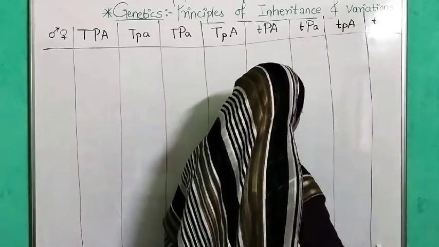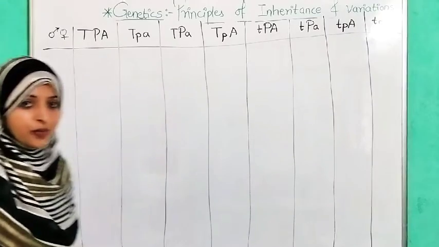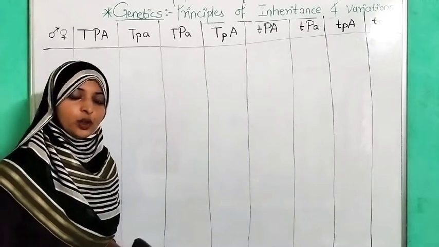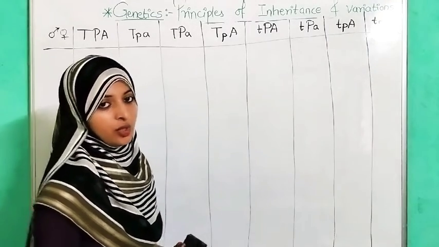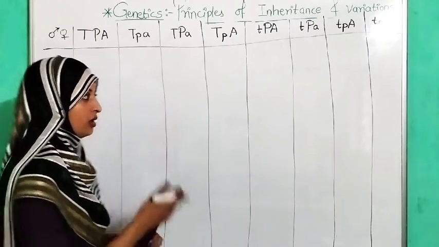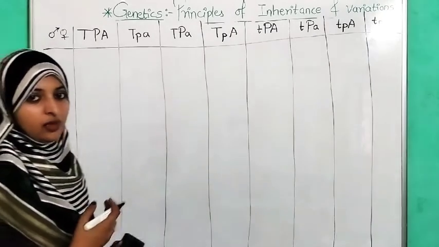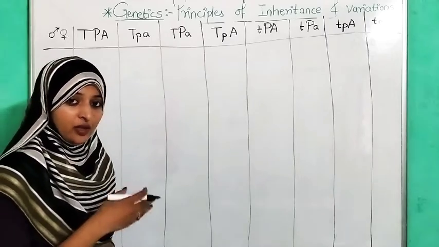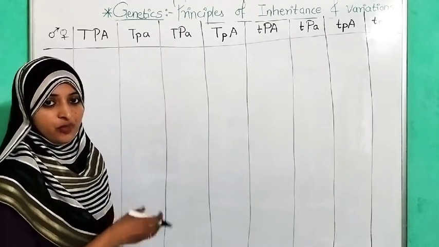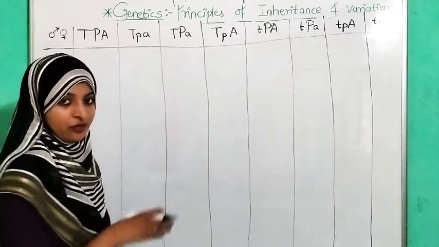We are also going to discuss the orthodox method, how to find the phenotypic and genotypic ratio with the help of the orthodox method. So first of all, we are going to see which characters, or which combinations, we are going to see in the F2 generation.